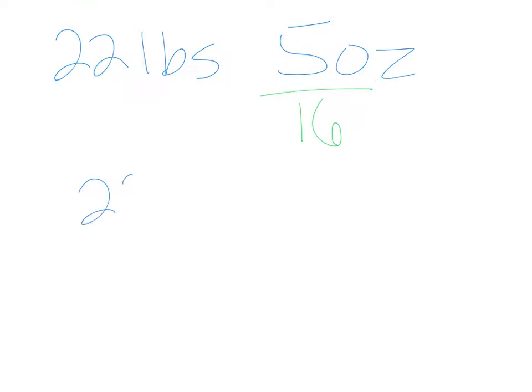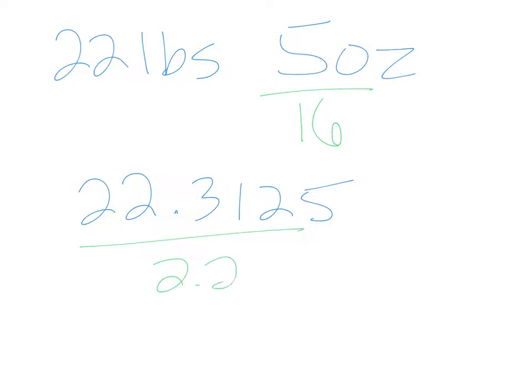So this child is 22.3125. That's the decimal I received when I took 5 divided by 16. So there's the decimal I'm going to use, but that's what that patient weighs still in pounds. 22 pounds, 5 ounces is the same thing as 22.3125 pounds. So what I have to do, and always will have to do, to convert to kilograms, is take that number and divide by 2.2. 22.3125 divided by 2.2 gives me about 10.14. So our patient here weighs about 10.14 kilograms.